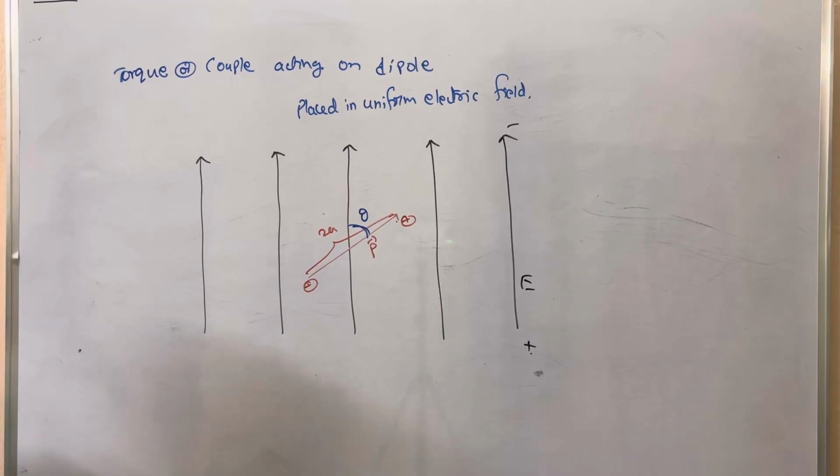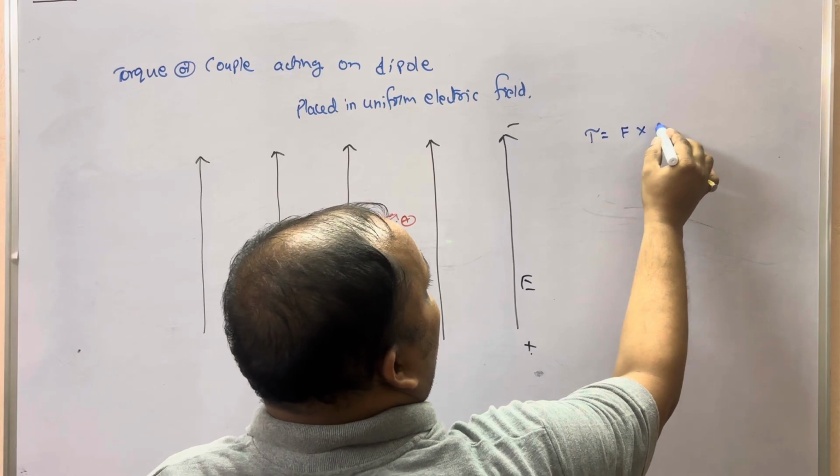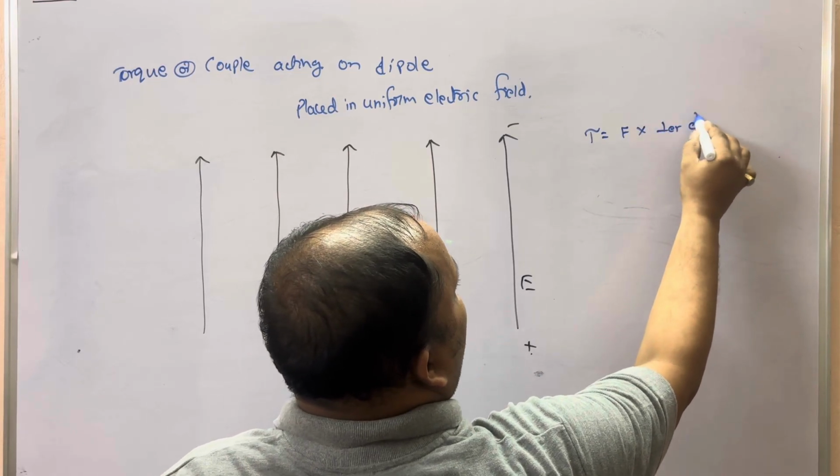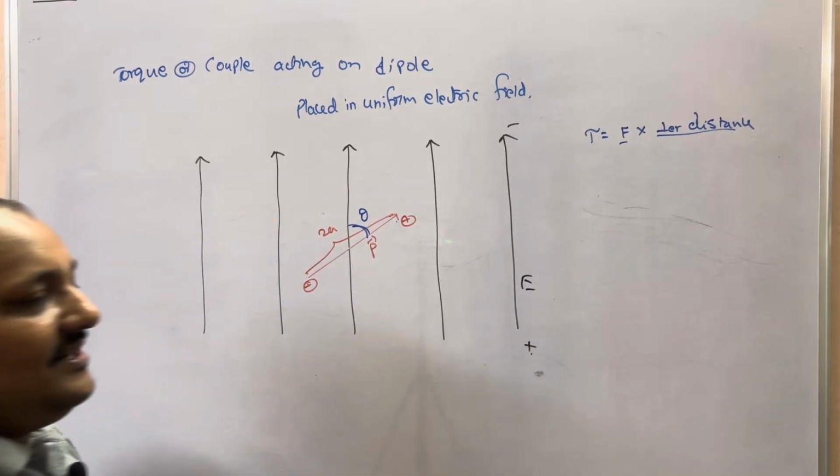Now what is the torque or couple? What is the torque definition from first year? Torque tau is equal to force into perpendicular distance. Now how much force is acting? What is the perpendicular distance?